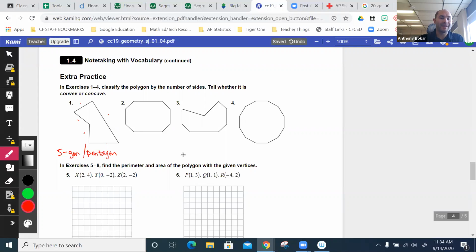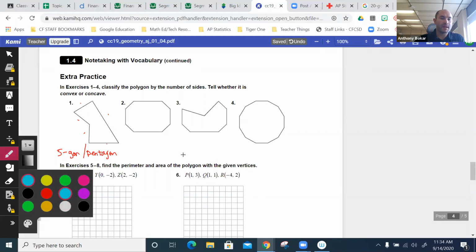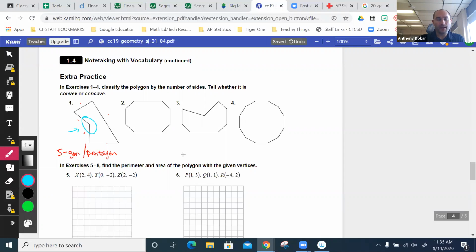Okay, this is concave. And the reason it's concave is because of this right here. It looks like a cave, right? It goes in. So this kind of goes inside this little concave area. It's kind of collapsed in. So this is going to make this concave, like a cave would be at the side of a mountain or something. So that's concave.